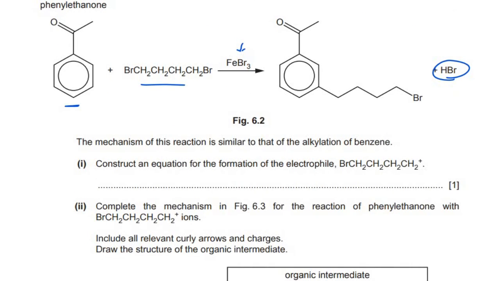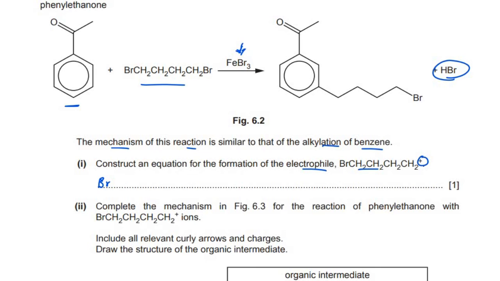Fine, let's go ahead. What are the sub questions shown here? The mechanism of this reaction is similar to that of the alkylation of benzene. Construct an equation for the formation of the electrophile shown here with a positive charge. Right, this is an electrophile we have to form, and that electrophile we know is formed with the help of the catalyst we are using here.